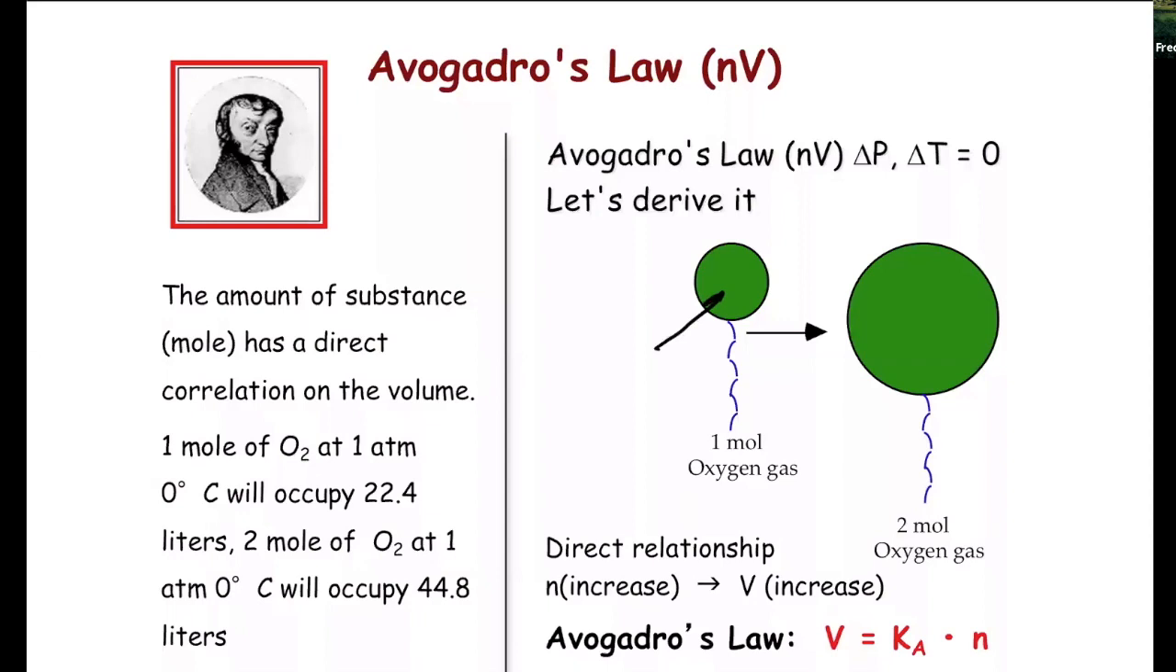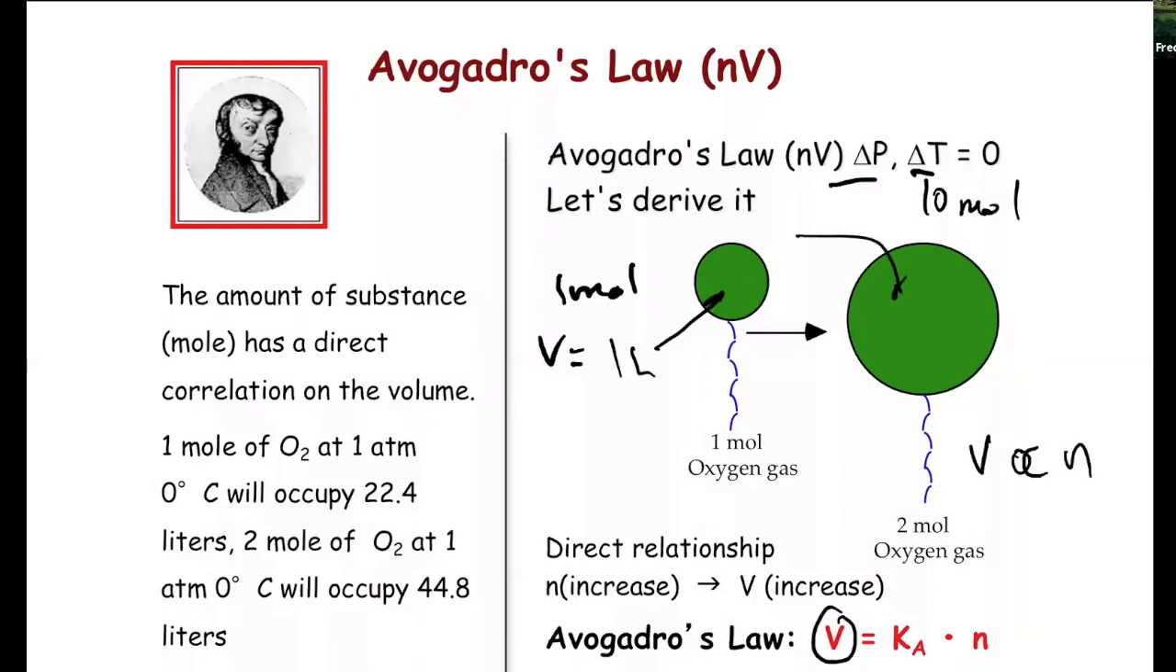If you've got 1 mole of gas and it has a certain volume, let's say 1 liter, then when we have 10 moles of gas, and remember that the pressure and the temperature are constant, then that volume is going to increase. So we can say that the volume is directly proportional to the amount. And so in order to change that proportionality sign, we have to give a constant, and that constant makes it an equality. Okay, that's just the math behind it.